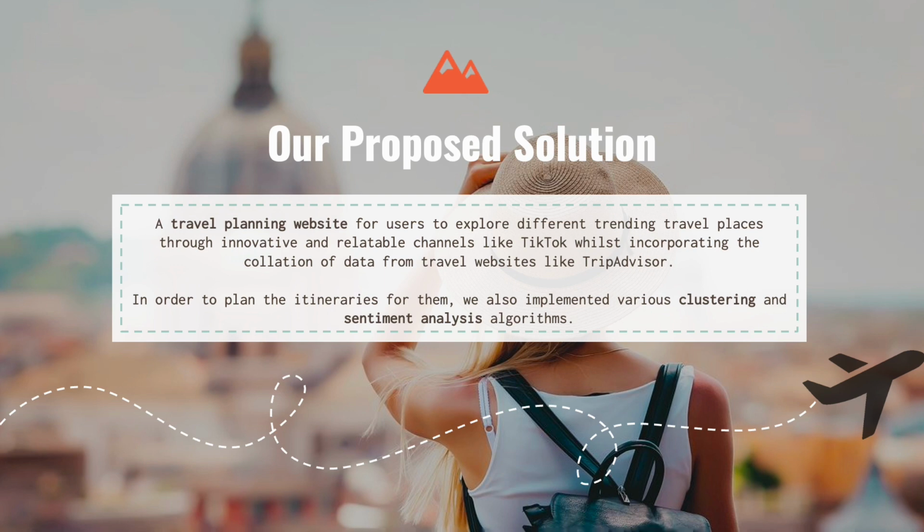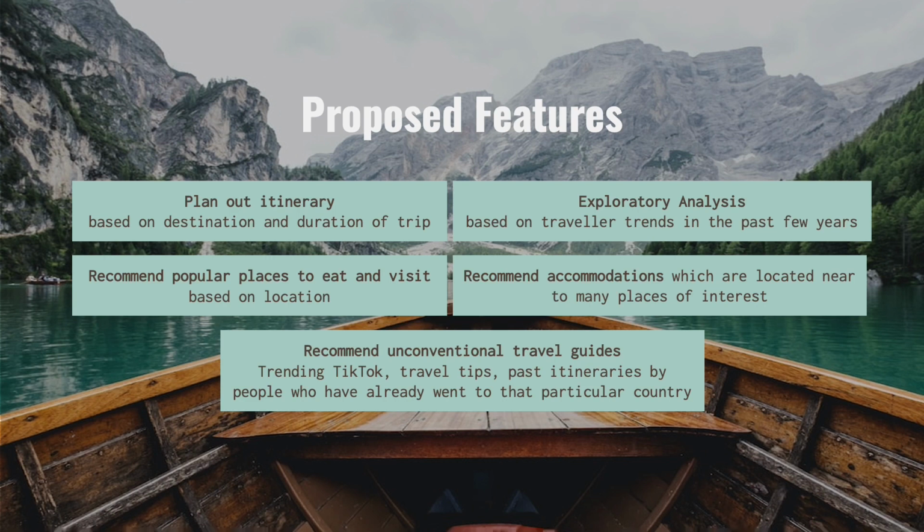In this project, we developed a travel planning website for users to explore different trending travel places through innovative and relatable channels such as TikTok, while incorporating the collation of data from travel websites like TripAdvisor. In order to plan the itineraries for them, we also implemented various clustering and sentiment analysis algorithms. These are our proposed features.